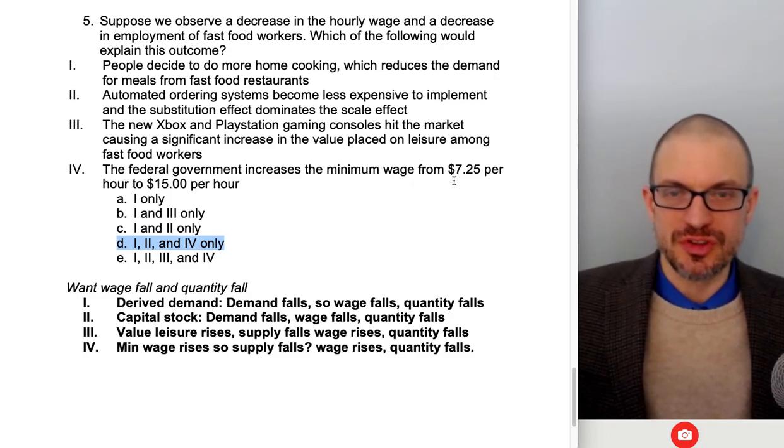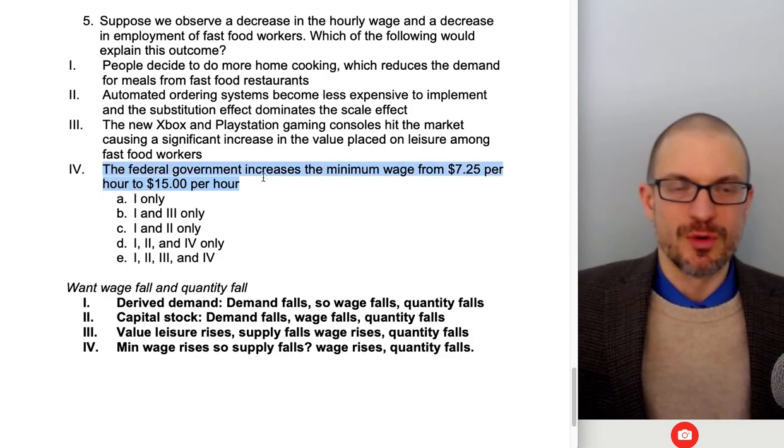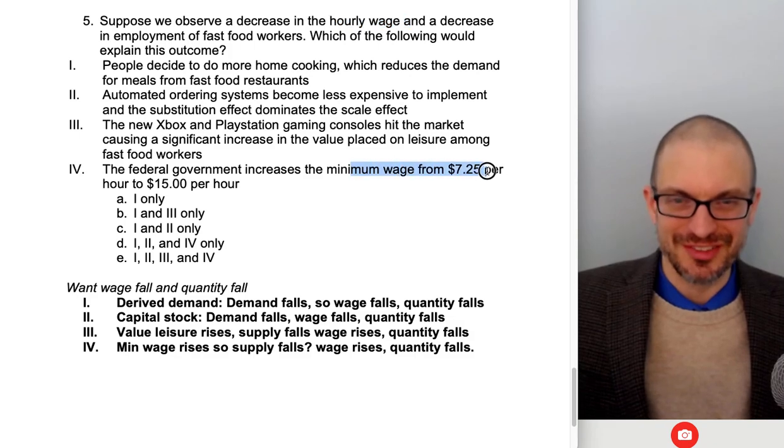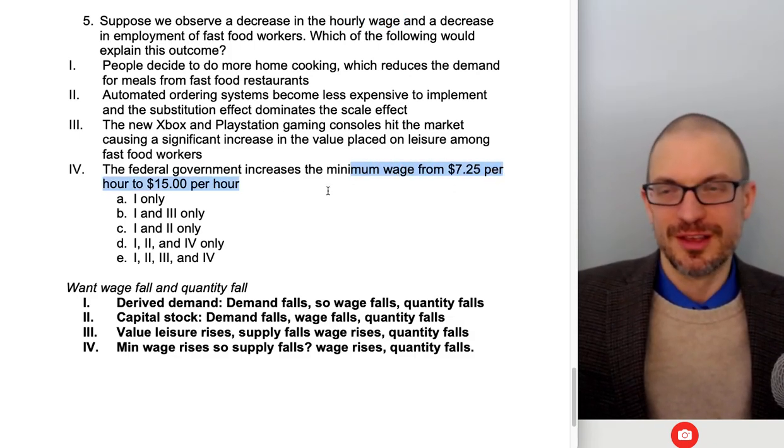Federal government increases minimum wage from $7.25 per hour to $15 per hour. Well, that's a problem, because what we were told here is that we need the hourly wage to fall, but this is telling us the hourly wage is rising, right? So 4 can't be right either. So the best answer is going to be C, 1 and 2 only.